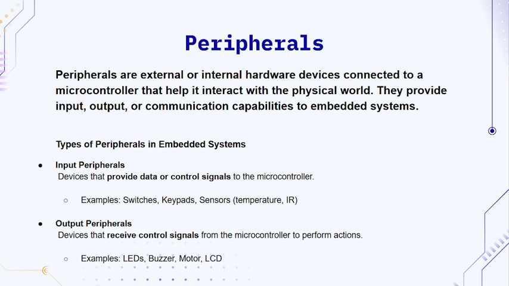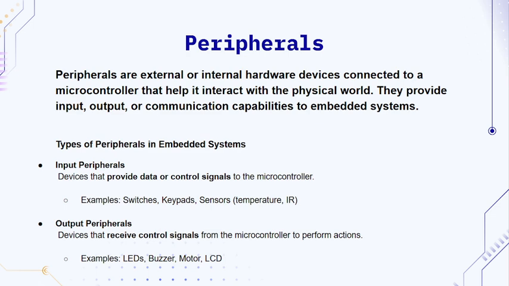So next we move on to peripherals. A microcontroller, as we have discussed earlier, has some I/O ports. So peripherals are the devices which are connected externally to the microcontroller that help it interact with the physical world. They provide input-output communication capabilities to the embedded system. As you've seen, your mobile phone has an audio jack, which is a kind of peripheral. You can insert the audio jack and you can get the output on a speaker. So this is an example of a peripheral of a microcontroller.